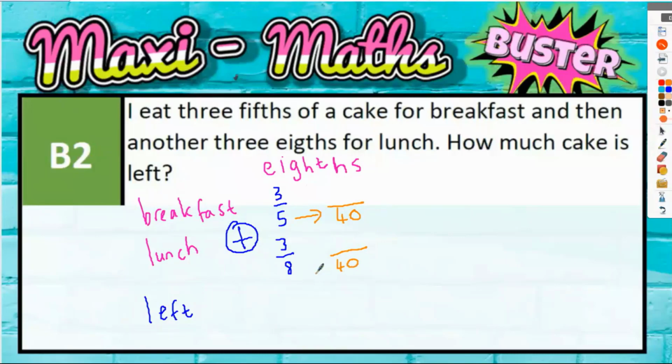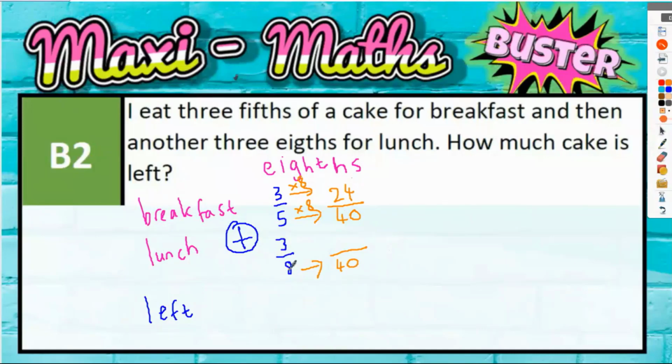So we need to figure out how we change 5 into 40 and how we change 8 into 40. To change 5 into 40, that's times 8. So you're making the 5 8 times bigger, so you also need to make the 3 8 times bigger. 3 times 8 is 24. So that becomes 24/40ths, an equivalent fraction.